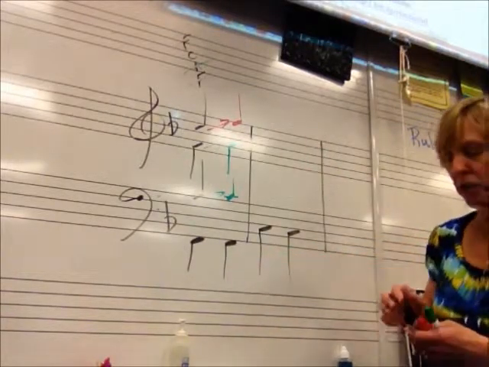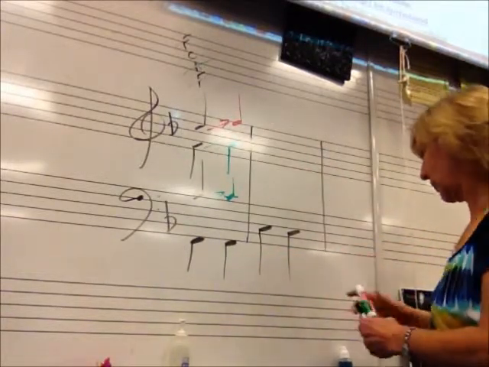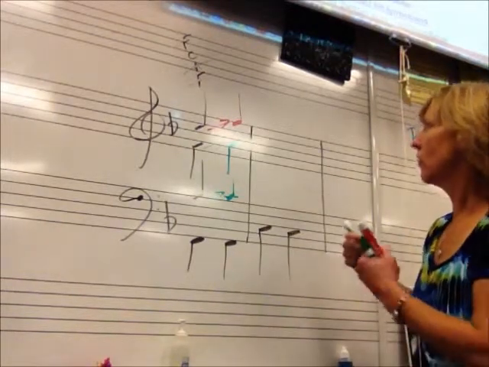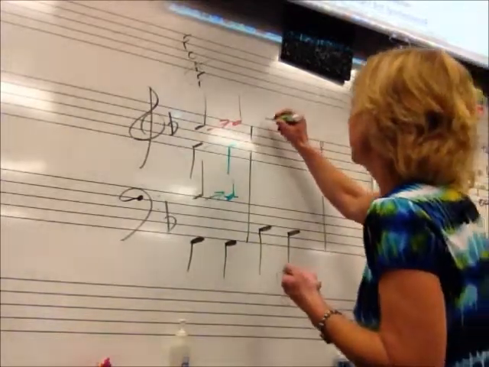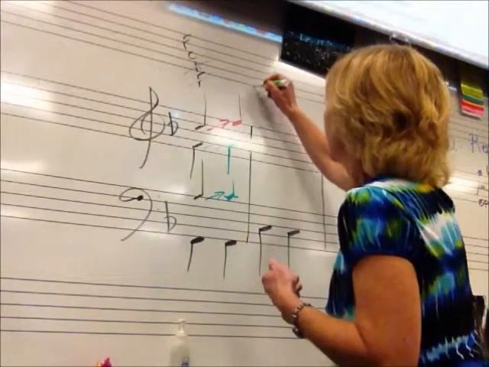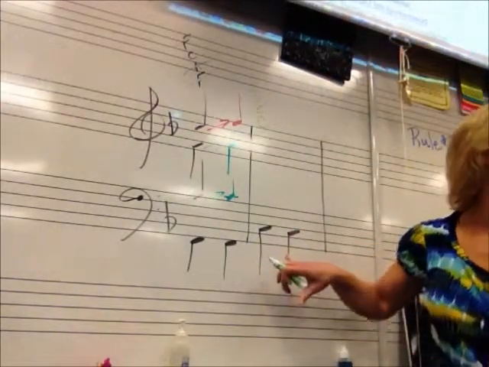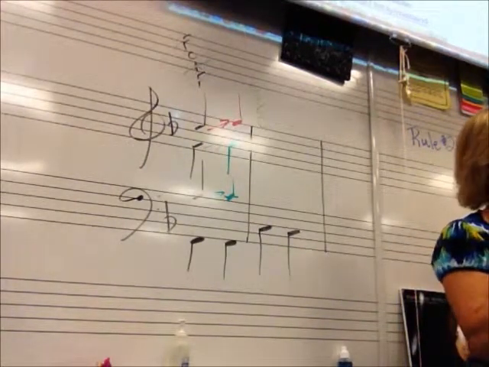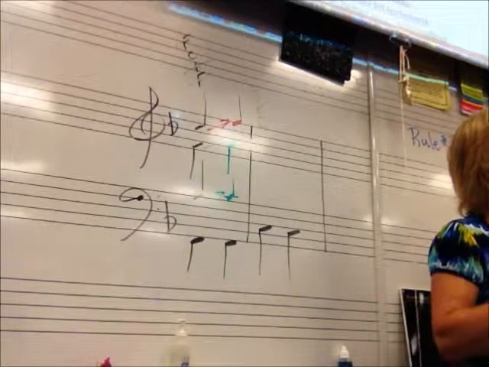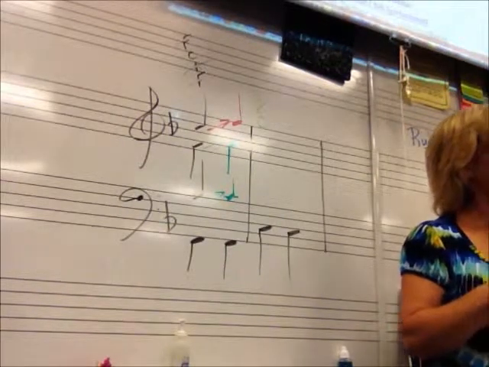So now I have a new chord. I have my C chord. So I have C, E, G, C. And the roots are a fifth apart. So now I have to go back to rule number 1. And what does rule number 1 tell me, Dustin?